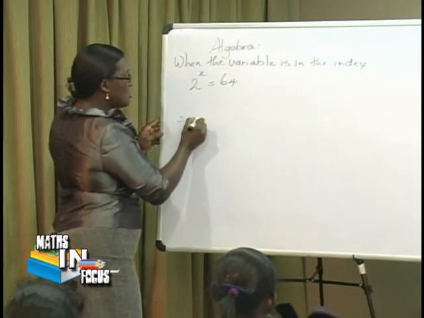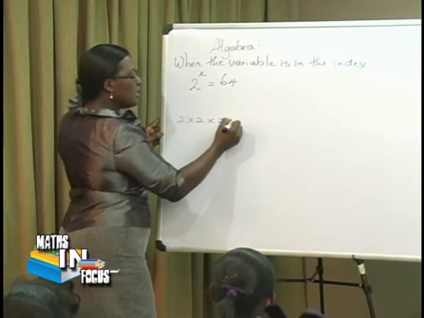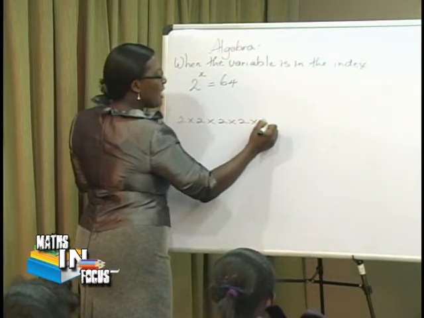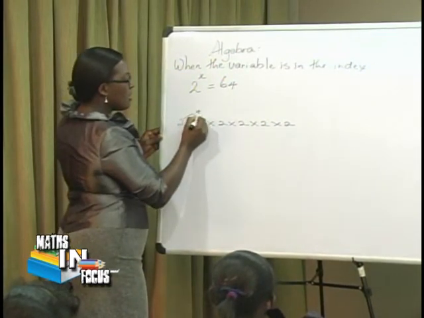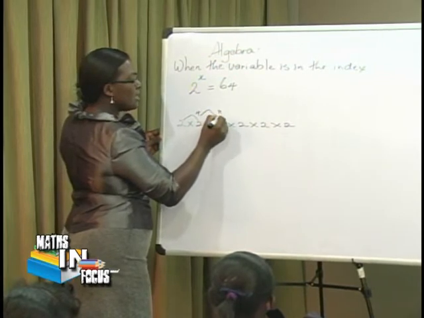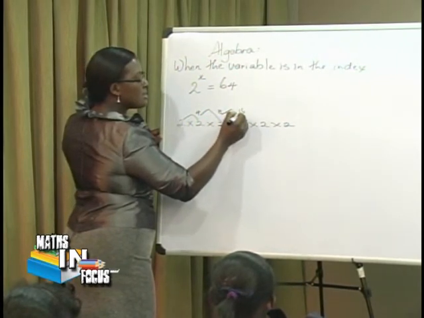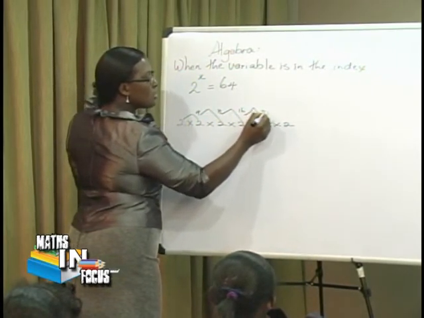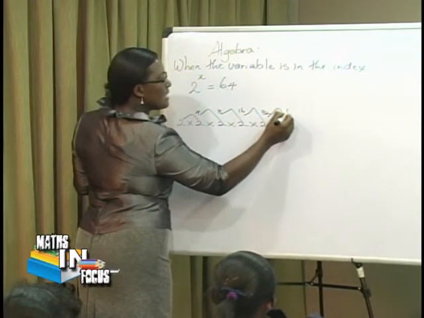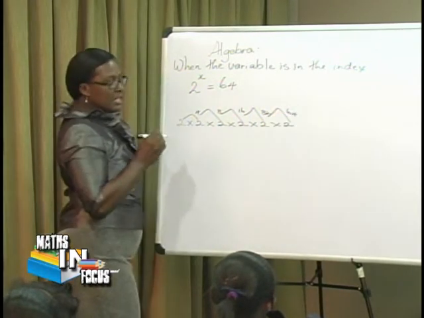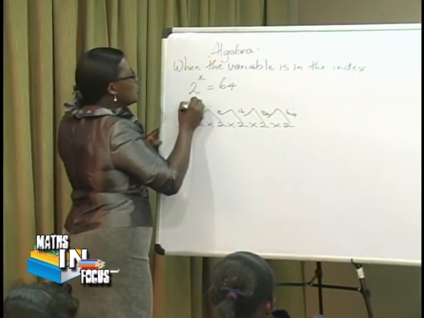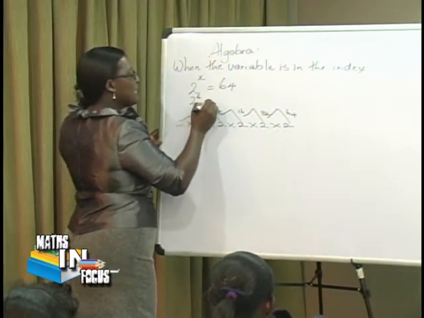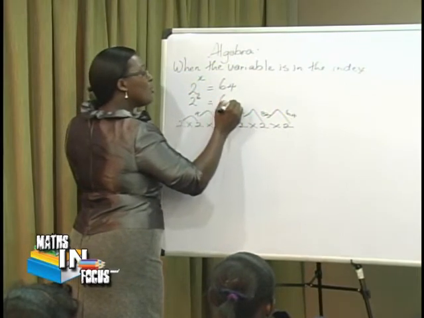1, 2, 3, 4, 5, 6. So 2 2s are 4. 4 2s are 8. 8 2s are 16. 16 2s are 32. 32 2s are 64. So here we have 6 2s being multiplied. So 2 to the 6th power has got to be 64.